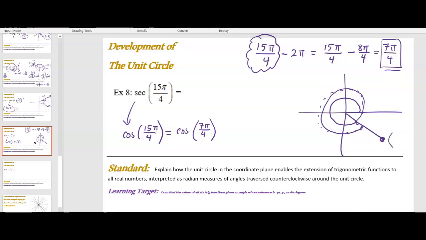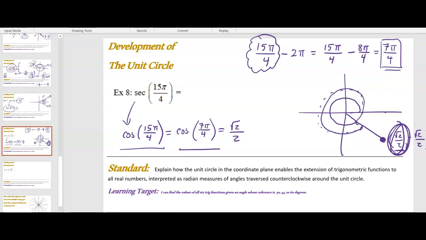And remember, the value of cosine is, so this is root 2 over 2 and negative root 2 over 2. Cosine is my x value. So the x value here and the x value here, same. It's the same point. Two different angles, but they have the same terminal location, same terminal side, same x value. So my answer is root 2 over 2, my x value.